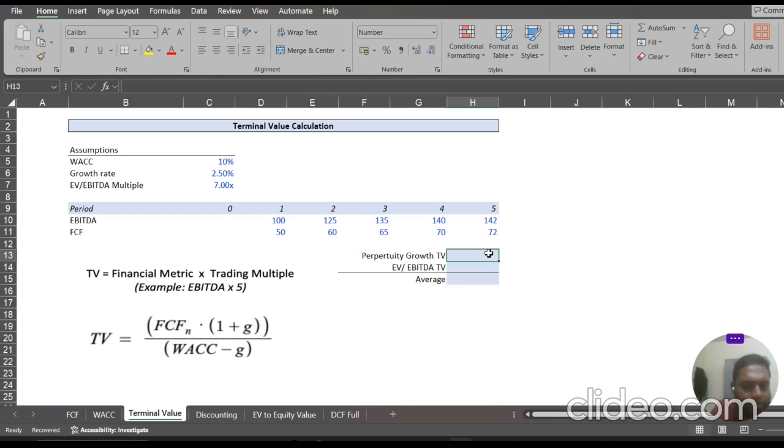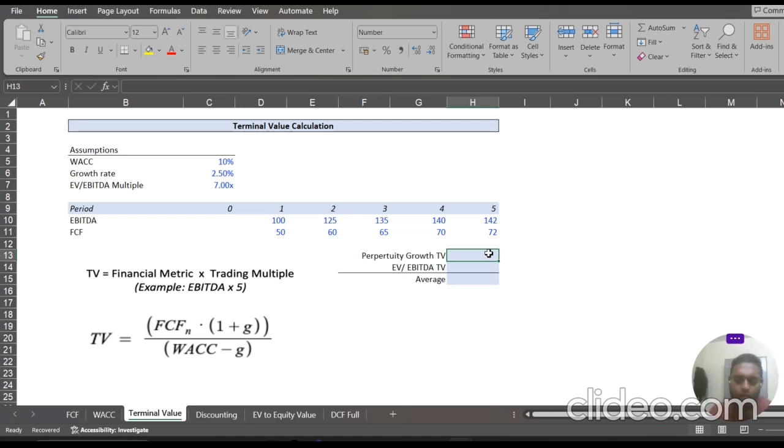Here we have an assumed growth rate of 2.50%. Then divided by WACC, weighted average cost of capital, minus G. G again is the growth rate. The other is the financial metric, that is EBITDA into the trading multiplier, which here has been taken as 7. The trading multiplier is estimated by understanding the competitors of the company in the market. Currently this value has been assumed as 7.